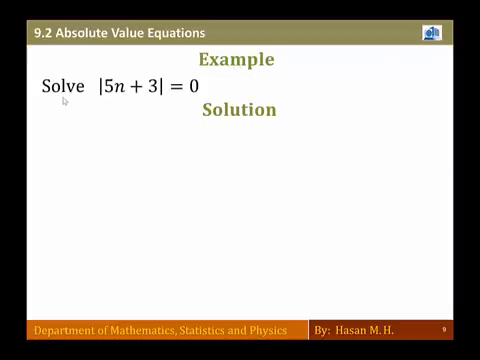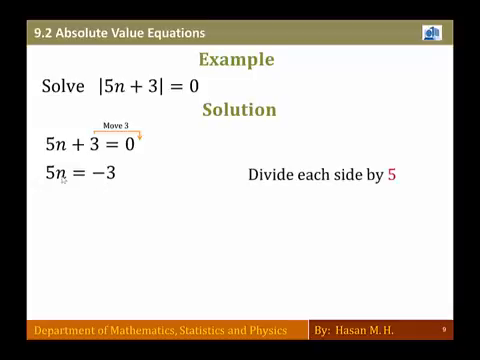Example: solve the absolute value of 5n plus 3 equals 0. The absolute value of 5n plus 3 equals 0 is equivalent to 5n plus 3 equals 0. Move 3 to the other side of the equal sign. We will have 5n equals negative 3.